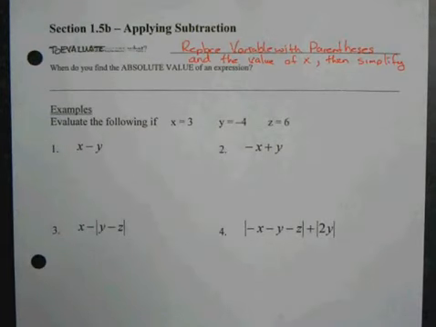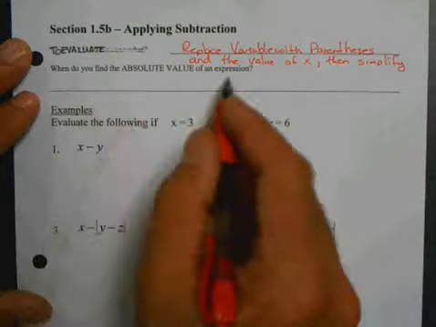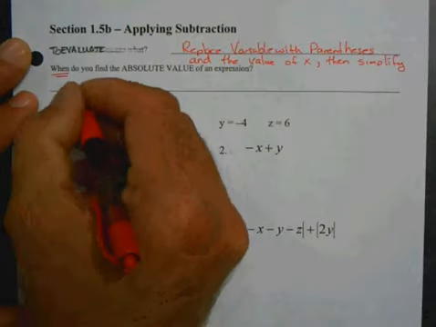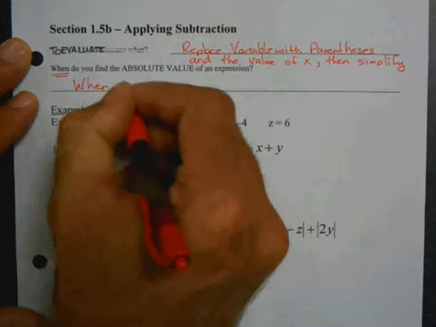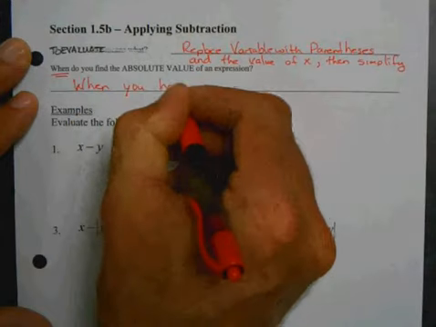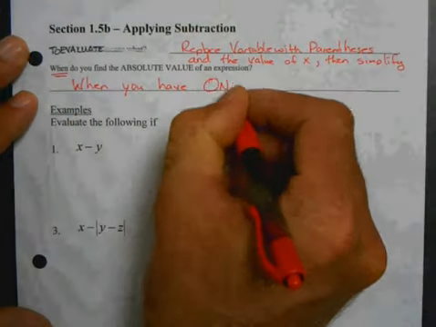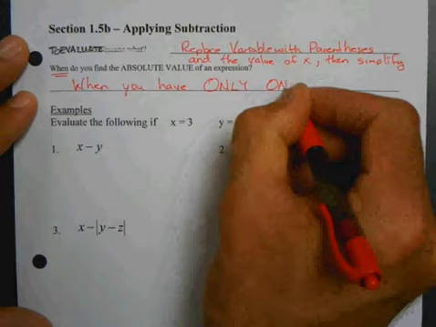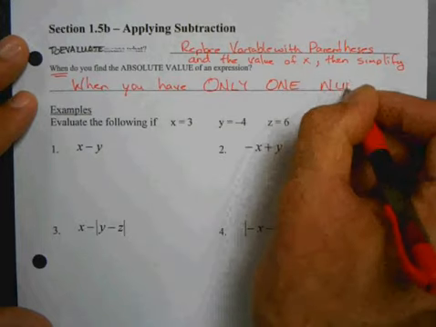All right. When do we find the absolute value of an expression? And I'm emphasizing this again from yesterday because this is a critical piece. Sarah, talk to me. When? When there's only one number left. Okay. When you only have one number.